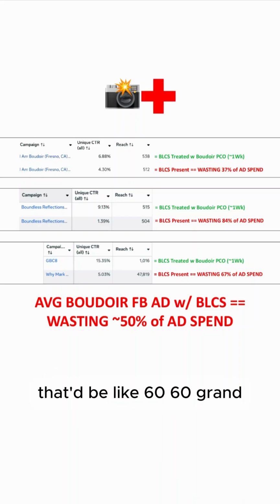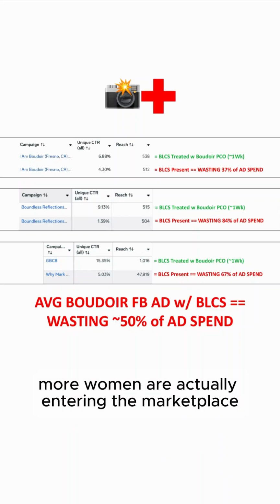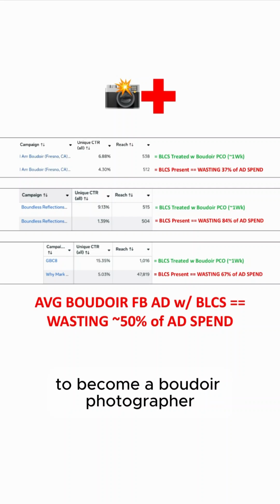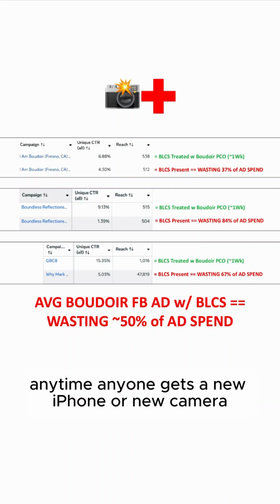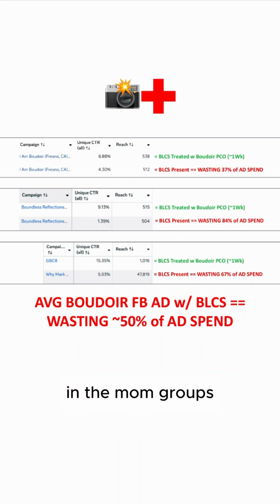Approximately, and on average, that'd be like 60 grand over the next year, because you see more and more market saturation over time. More women are actually entering the marketplace to become boudoir photographers. Seems like anytime anyone gets a new iPhone or a new camera, they're popping up on Google Maps and in the mom groups.